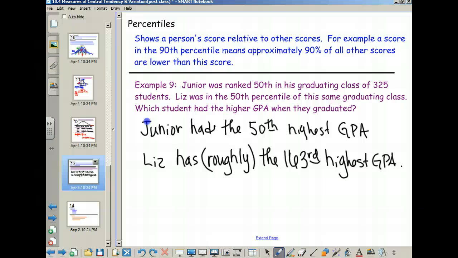So 163rd highest GPA. So who has a higher GPA? So Junior has the higher GPA.